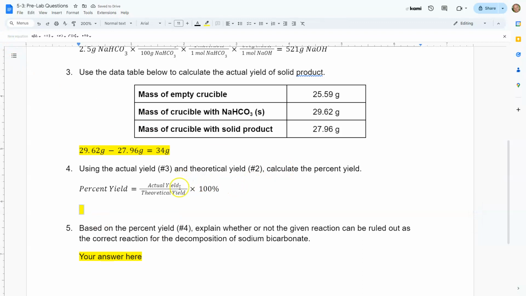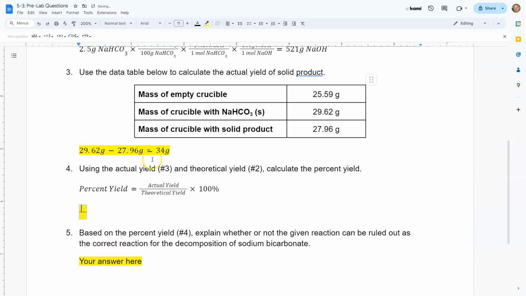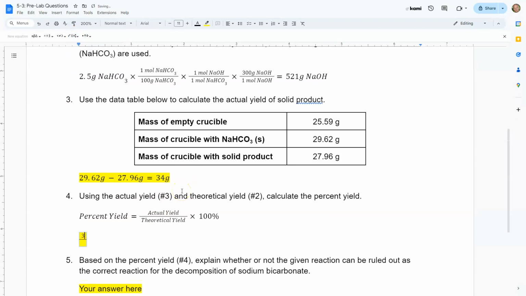So actual yield over theoretical yield, we're going to need a fraction. So if I go up to the top and I go to A over B, let's put our actual yield. So our actual yield was 34 grams and our theoretical yield was 521 grams. And let's multiply that by 100. So what do we get here? I'm not even going to do the math. I'm just going to make up another number. Let's say it is 84%. So there's my answer.